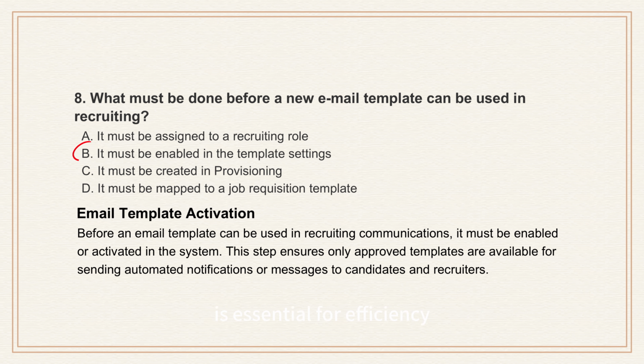It also doesn't automatically close the requisition they were linked to. And it definitely doesn't remove them from any other jobs they might have applied for. So it's really about gracefully exiting them from one specific application process without affecting their overall record or other active applications. So maybe a final thought to leave you with is, what other behind-the-scenes configurations in systems like this might have an outsized, maybe even unexpected, impact on real-world business outcomes?